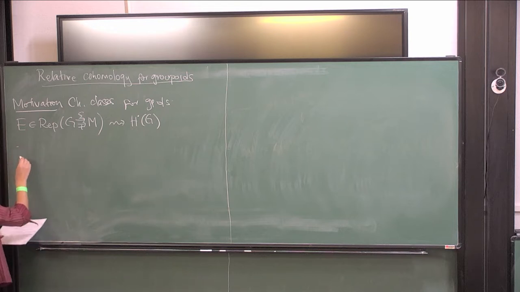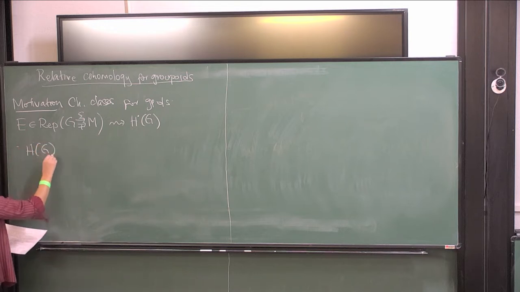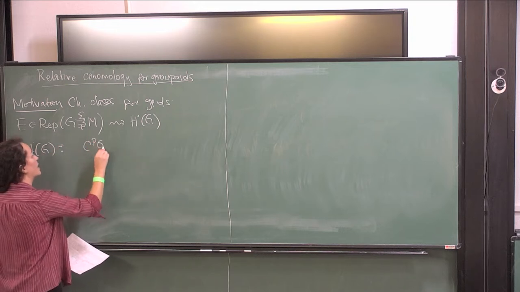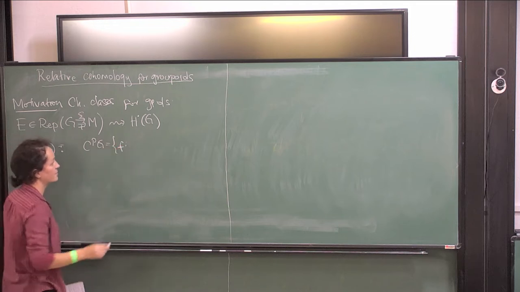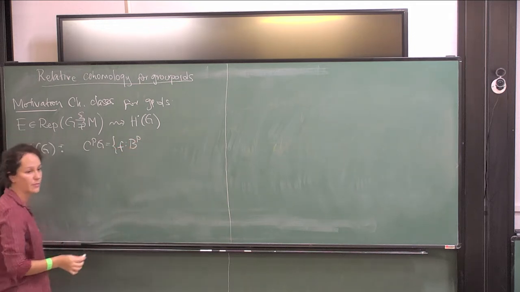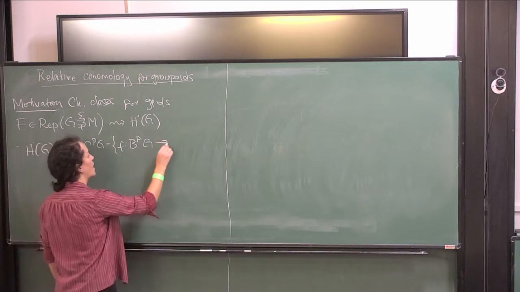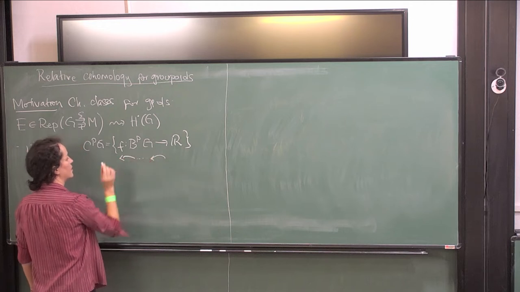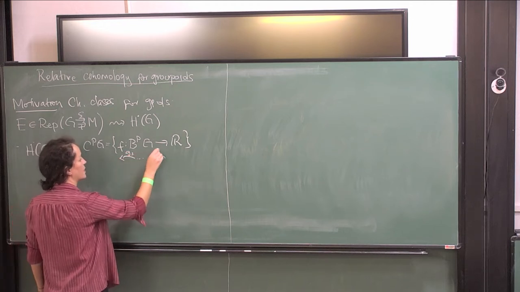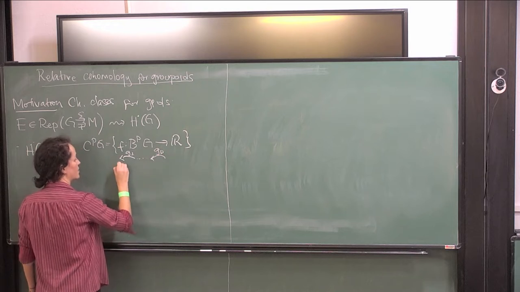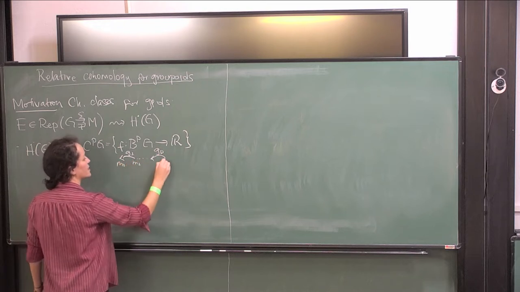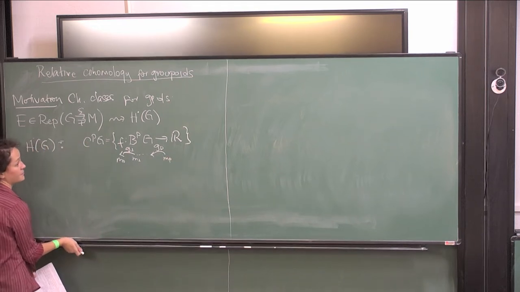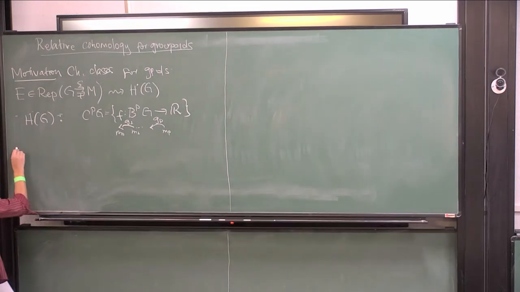Just to set the notation and as a quick reminder: how do I compute this cohomology? The cochain complex is given by smooth functions from the set of decomposable arrows of G to R. Here these are decomposable arrows g1, g2, ..., gp, and I will use this notation for the endpoints.